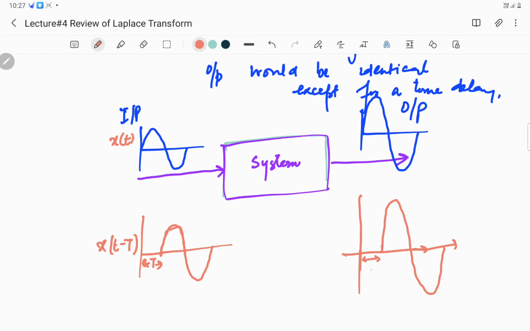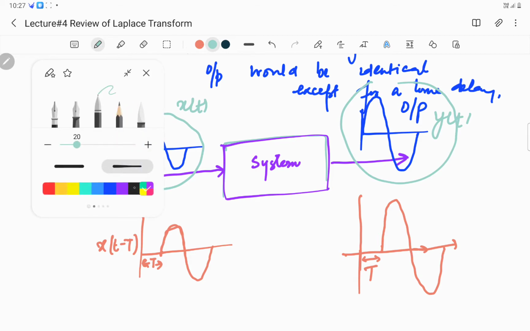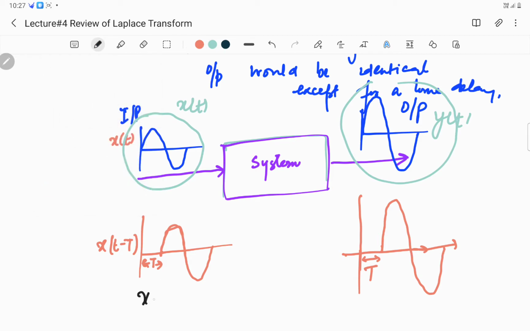Output would be after some t seconds, after a delay of t seconds. So now you see, when we apply xt as the input, we get yt as the response. And when we apply x(t minus T), the response is y(t minus T). So this is what time invariance means.